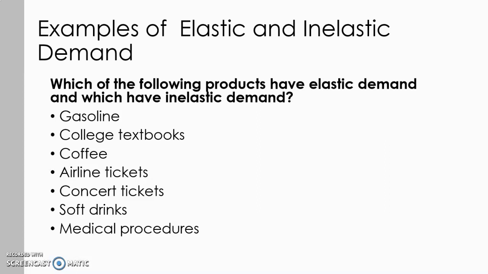For gasoline, that's a necessity. You use it over the very short term. It's not very expensive, and there are very few substitutes. It would be very inelastic. Same thing with college textbooks. You have very few substitutes, so there's probably going to be relatively inelastic demand for them. Coffee, it's addictive. Anything that's addictive is likely to have inelastic demand.